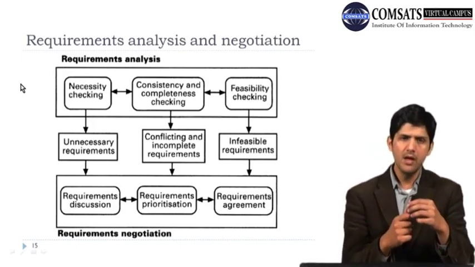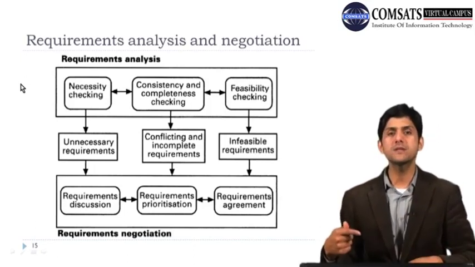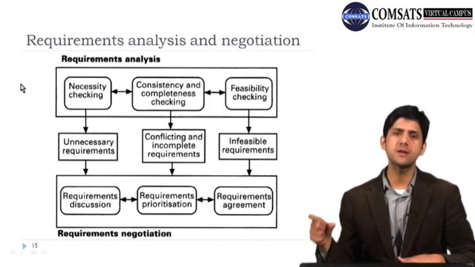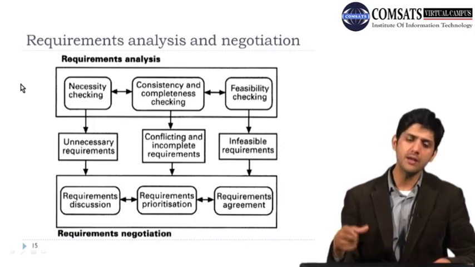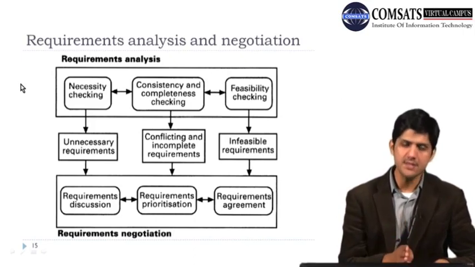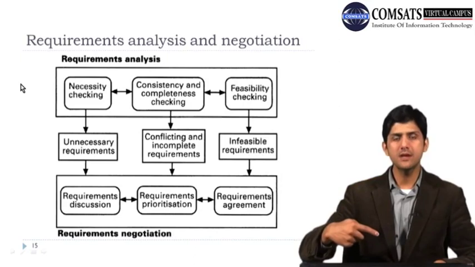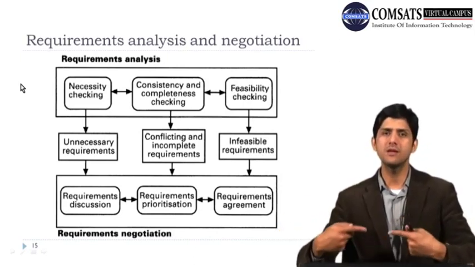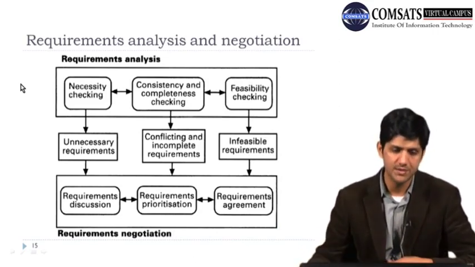Okay. And secondly, as a result of this elicitation process, we might produce lots of garbage as well. We might produce lots of inconsistent, incomplete, infeasible requirements. So analysis is very important, and in analysis we mainly do these three things: feasibility checking, consistency checking, and necessity checking. And similarly, when we do these things, then comes the negotiation process, which actually deals with those inconsistent, infeasible, incomplete or unnecessary requirements.